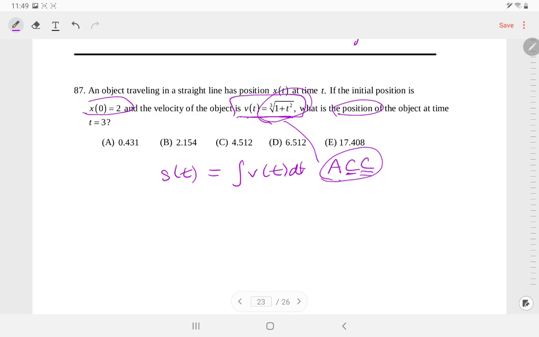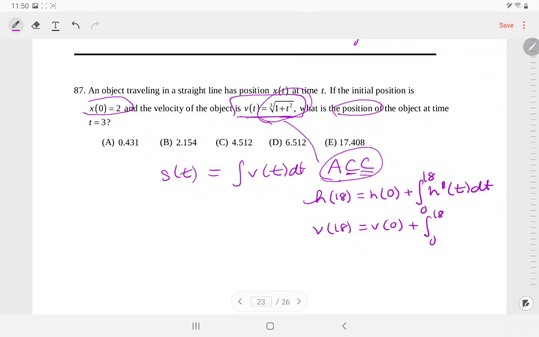An accumulation function looks like this. Basically, the idea is, let me do it with heights. The height of a kid, not a kid, let's say a young adult like yourself. So the height at age 18 is your height at age 0 plus the integral of the changes in your height, we'll put t, from 0 to 18. Now what's cool is this works for anything. Okay, so this is v of 18 is v of 0 plus the integral 0 to 18 v prime of t dt.